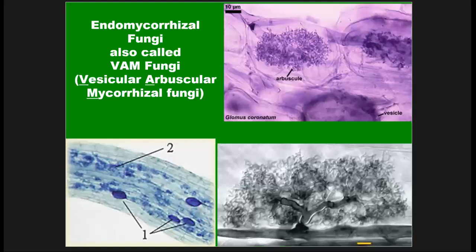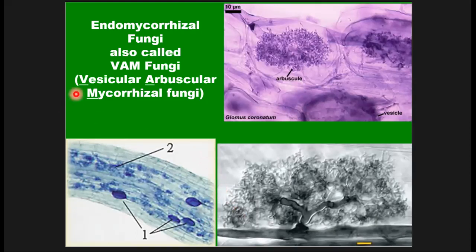They are another group. They have a couple of different names. Some people refer to them as endomycorrhizal fungi. They're also called VAM fungi, which is short for vesicular arbuscular mycorrhizal fungi. And then some people drop off the V portion and just call them AM fungi. So it depends on who you're talking to or what you're reading, how they're going to refer to them.